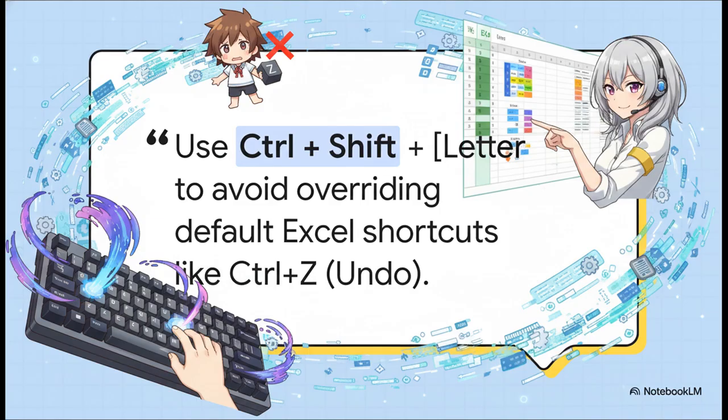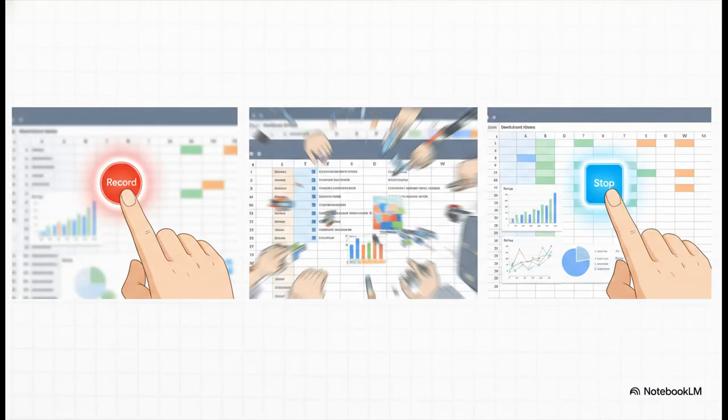That way you're not accidentally overriding a default shortcut you use all the time. Trust me on this one. The moment you click OK, that's it. Excel is watching. It's recording every single click, every key you press. So just perform your sequence of tasks smoothly and precisely.